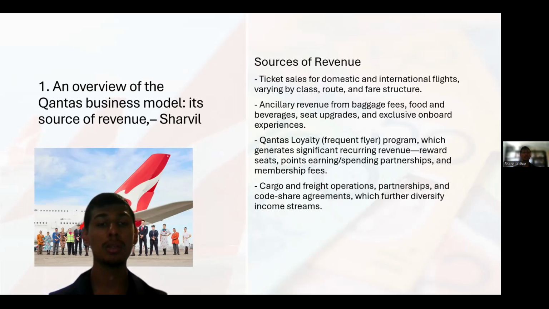The Qantas loyalty program is another major contribution, generating recurring revenue through its reward seats, partnerships, and member fees. Qantas also owns cargo and freight operations alongside partnerships and code sharing agreements, which expand its global reach and diversify income. Together, these streams create a balanced and sustainable revenue model.